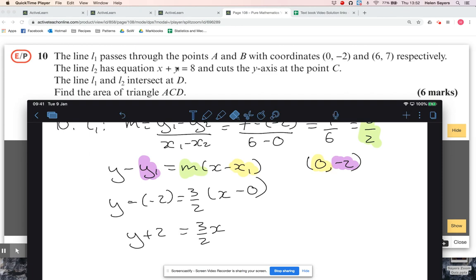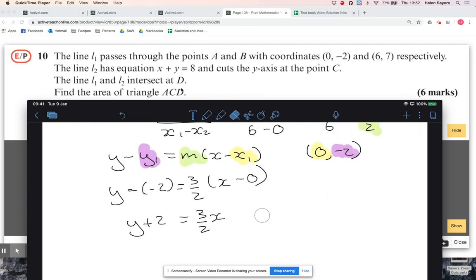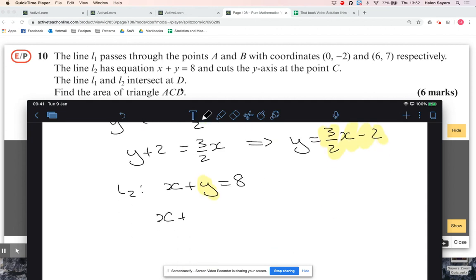So before I worry about rearranging, I'm going to think about the best way to solve that. I think I will rearrange this one to make y the subject. So that will just become y is 3 over 2x minus 2. So that's line 1. Line 2, I'll just copy from the question: x plus y is 8. And then I think all I'll do is substitute that in for y. So x plus 3 over 2x minus 2, that's just substituting in for y, equals 8.